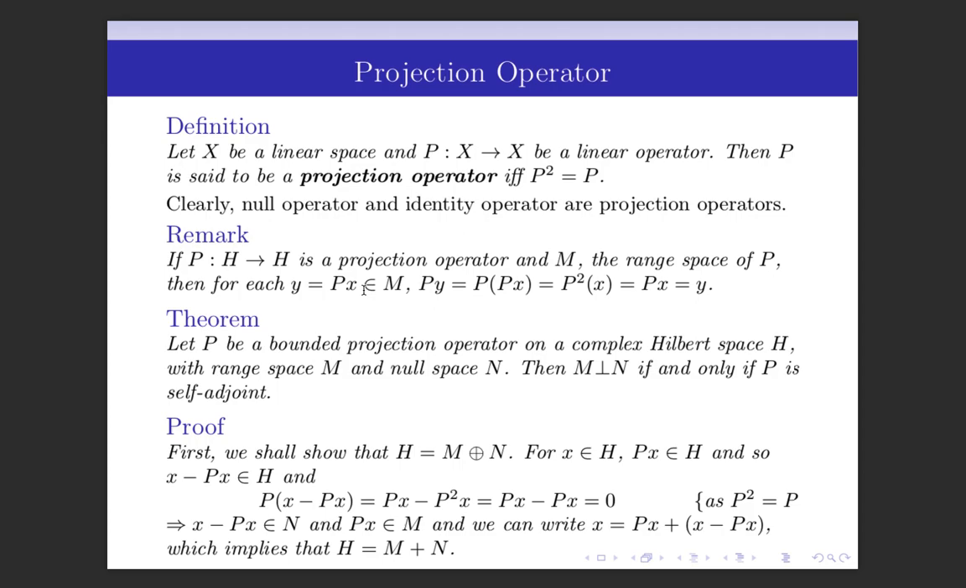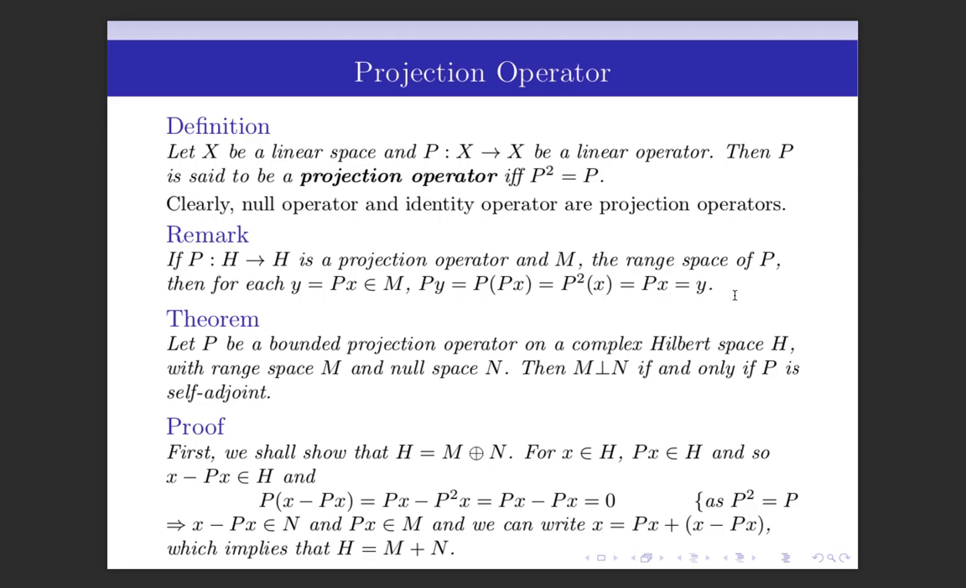And we note that the image of Y under P is equal to P of Px, which is equal to P square x, because P is a projection operator. So P square is equal to P, and we have Px, and Px is nothing but Y. So the image of any element of the range space is the element itself. That is, if Y belongs to M, then Py is equal to Y.